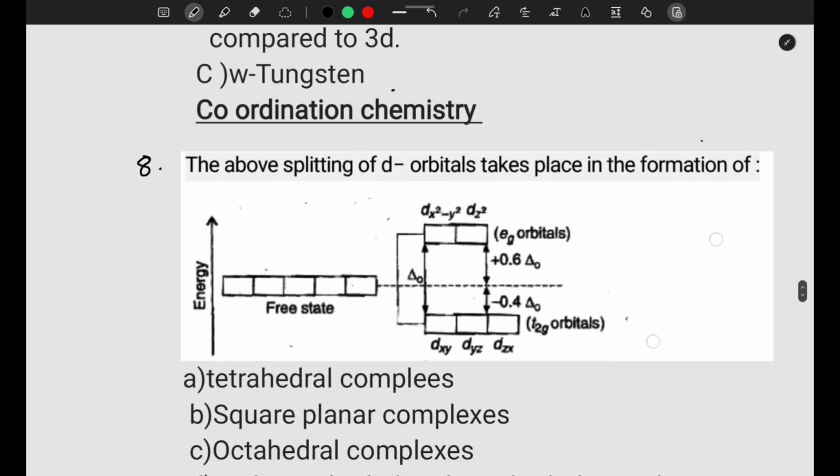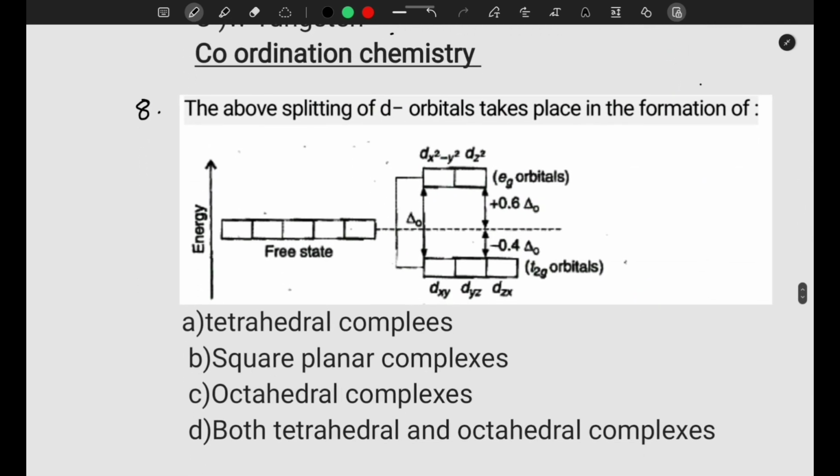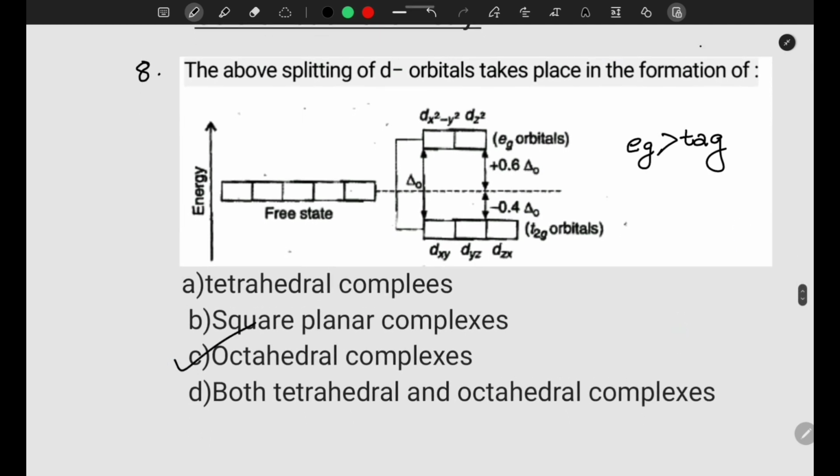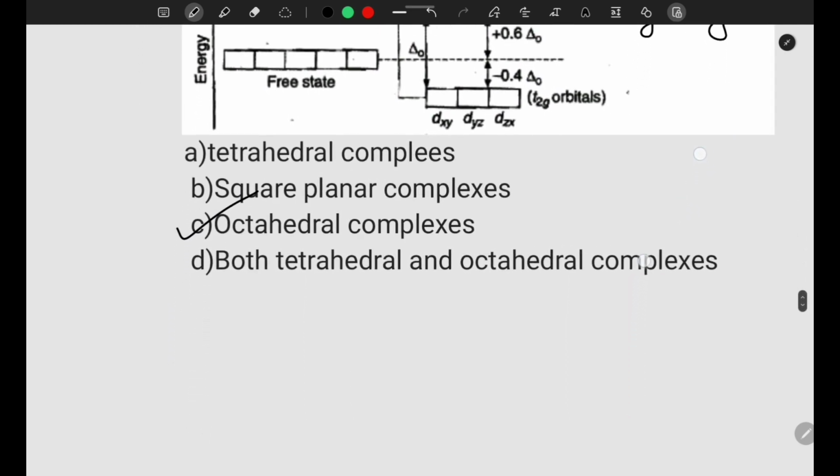Next question is from coordination chemistry. The above splitting of d orbitals takes place in the formation of, we know, the degenerate orbitals. When ligand approaches, it is split into two sets, T2G and EG. Here EG has higher energy than T2G, and this splitting and the difference in energy is delta O. This happens in octahedral complexes. So our option is C.